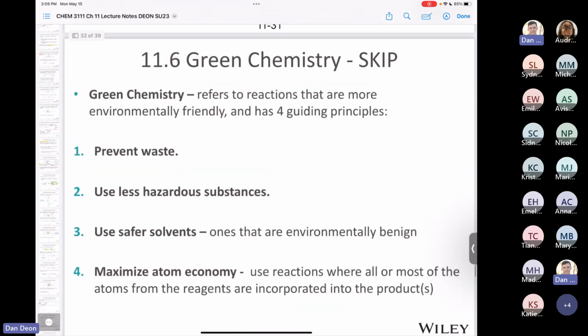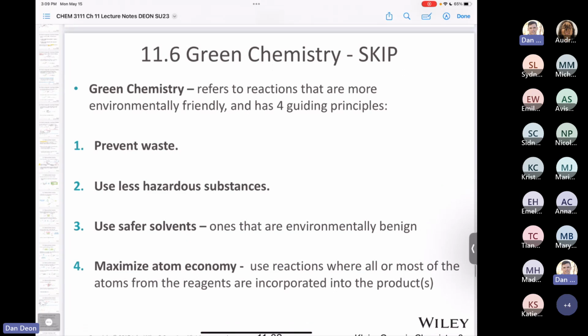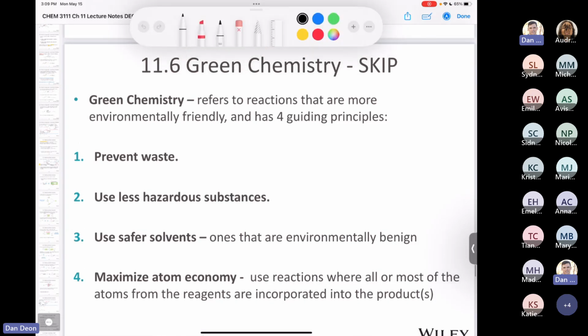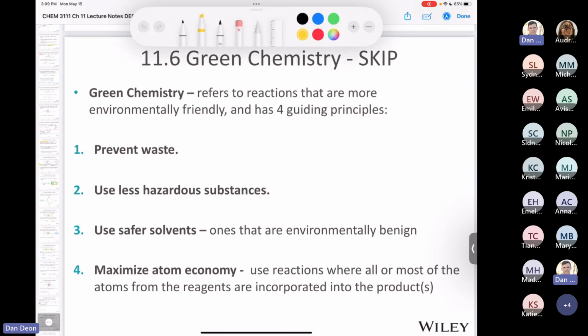So the very last section, or the last 2 sections, I should say, in chapter 11, the first one is green chemistry. I don't spend a lot of time on green chemistry. You can borderline skip this. But the idea is that in 2023, scientists are always looking for ways to do chemistry in a green fashion. And that means that we want to prevent waste. We want to use less hazardous substances. So avoid things like chlorinated solvents, safer solvents, like I said, and maximize atom economy.